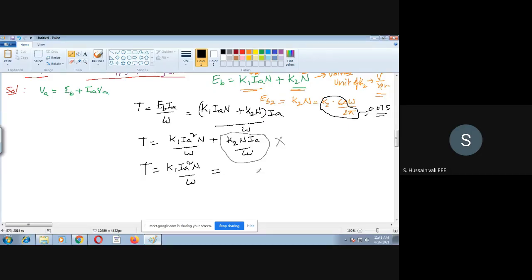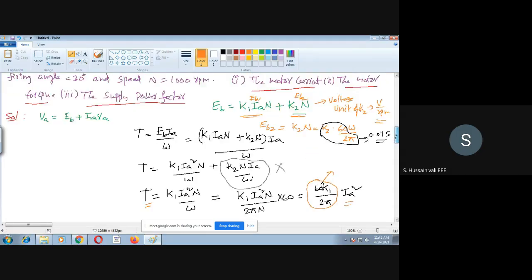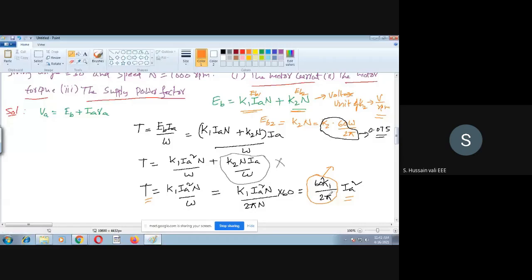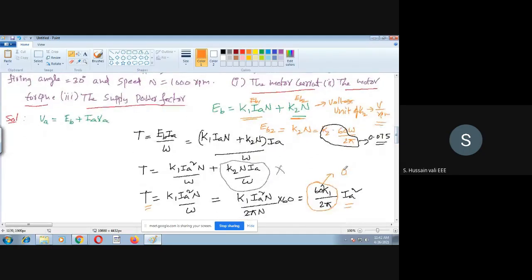Then we simplify this further. K1 Ia square into N, writing omega as 2 pi N by 60, the N gets cancelled, giving 60 K1 by 2 pi into Ia square. Now see yourself what the unit of this is. One side it is torque, the other side Ia square, so the unit is torque by current square, that is Newton meter per ampere square. This value 60 K1 by 2 pi he has given in the problem as 0.03. That's important. This is how you proceed always.